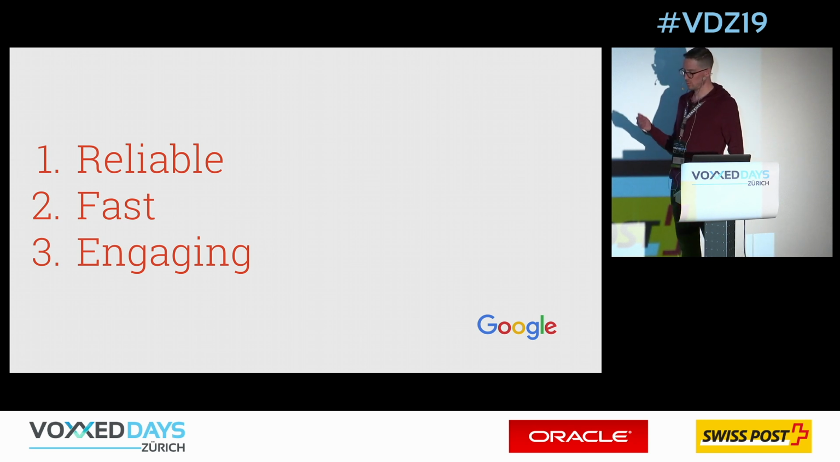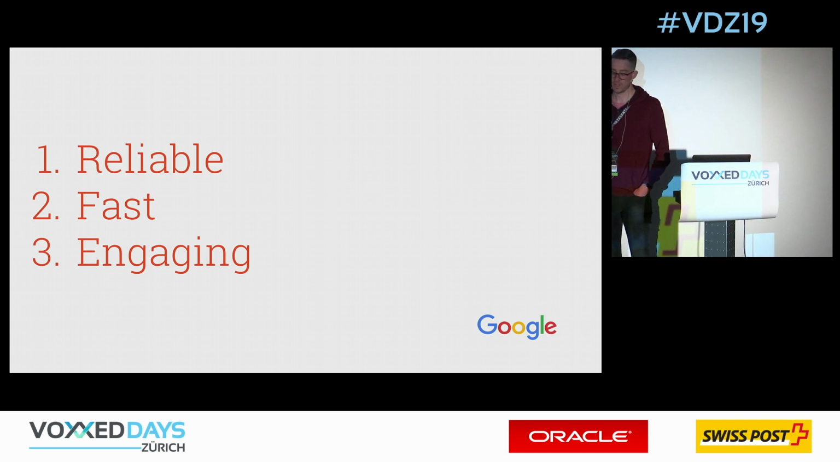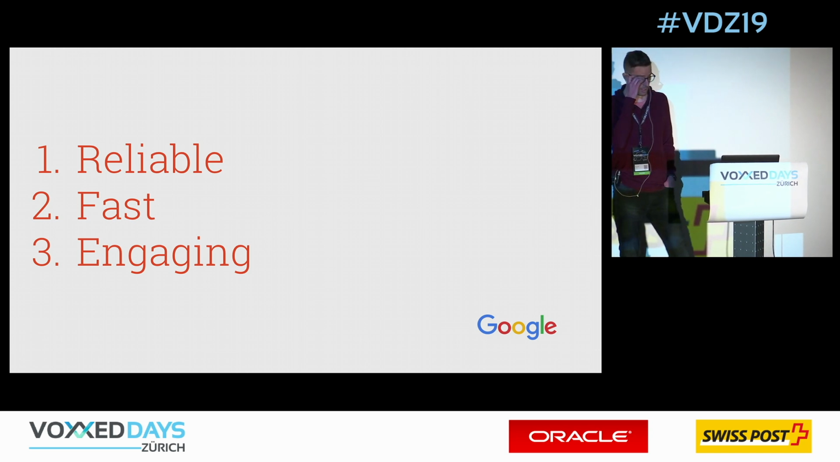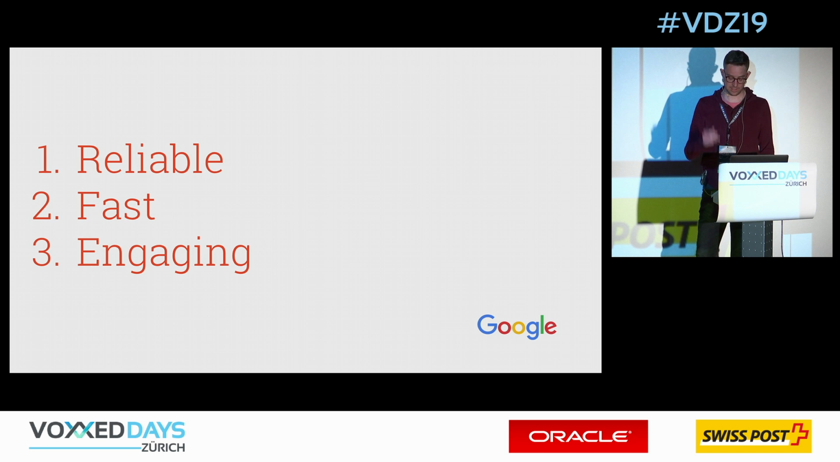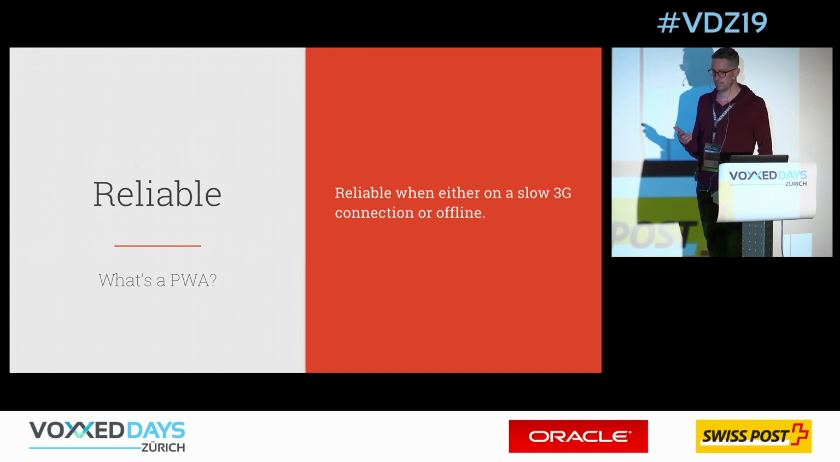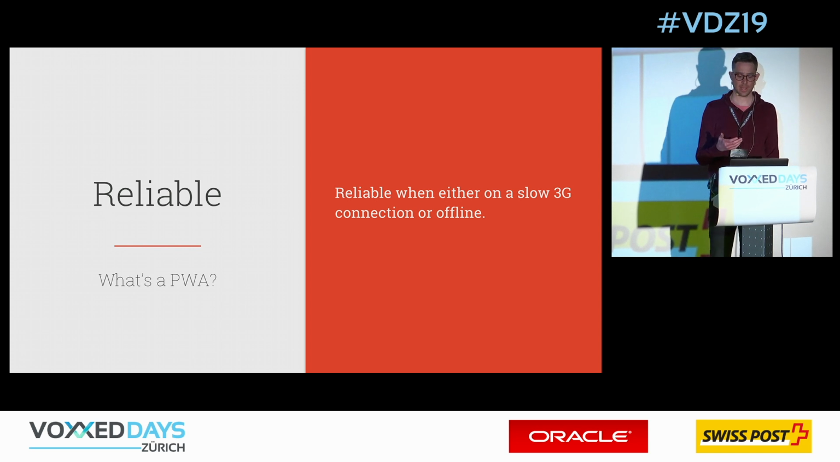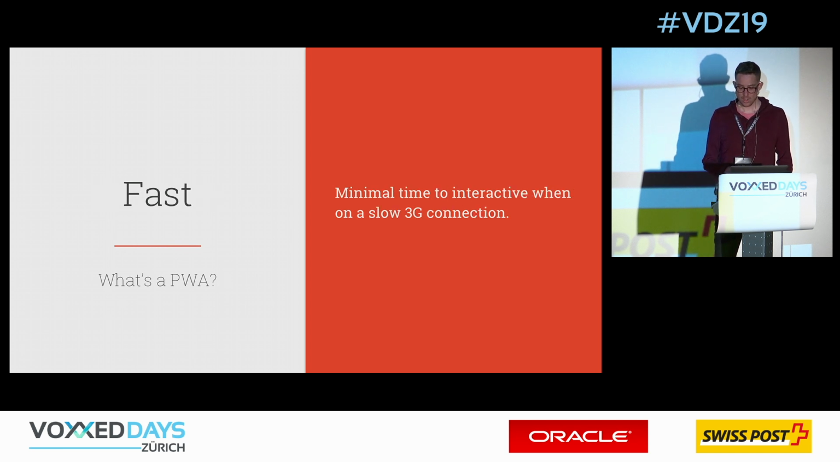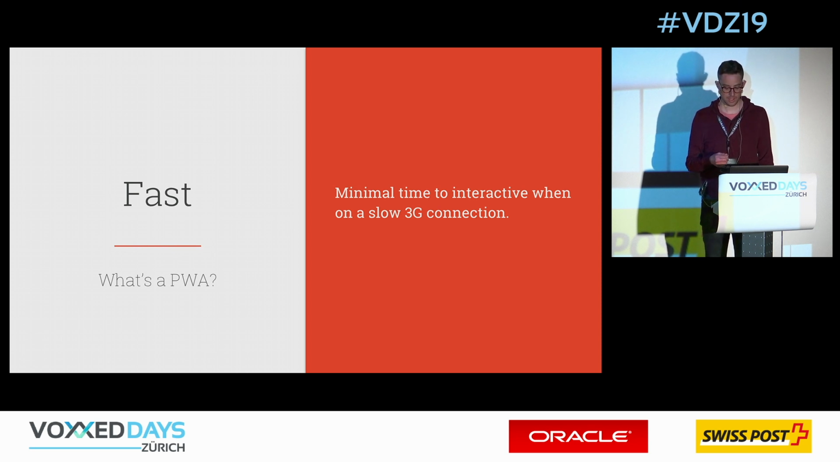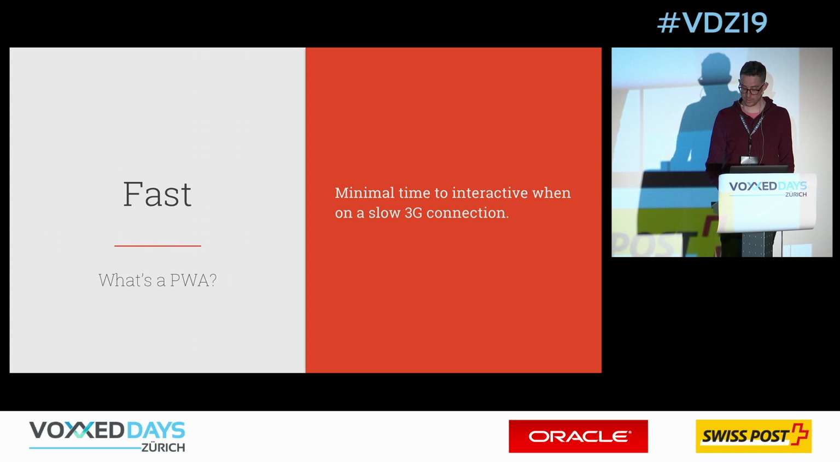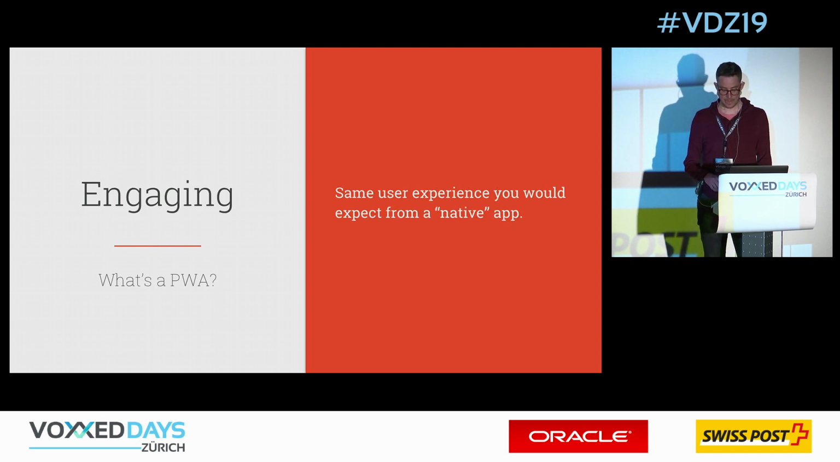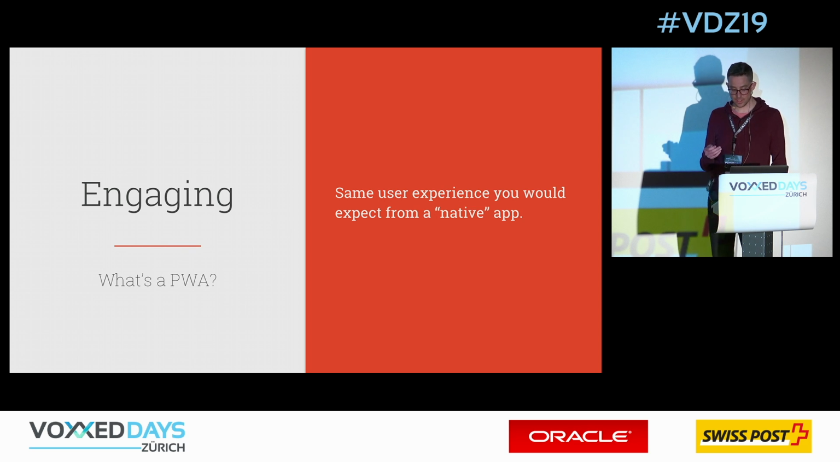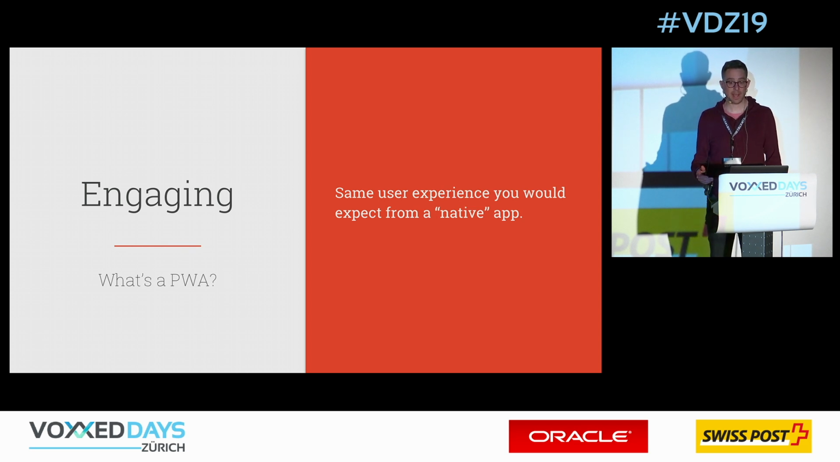And so let's get into what PWAs are. This is what Google defines as the criteria for a progressive web application. So first, they need to be reliable, fast, and engaging. And when we talk about reliability, what we're talking about is I should be able to use this application whether I'm on a slow 3G network or when I'm offline. It should also be fast. Right? So minimal time to interactivity, that's that TTI that we often hear and talk about. And we want to see that to be very minimal on a slow 3G connection as well. And we want it to be user engaging. So we want that same user experience that you would expect from a native app that you might download and install from an app store.